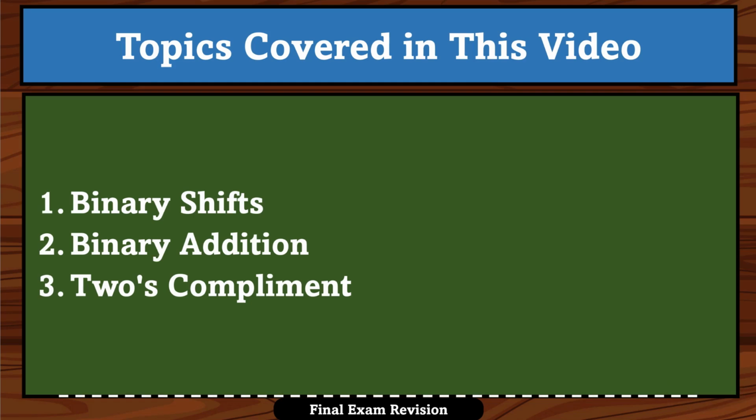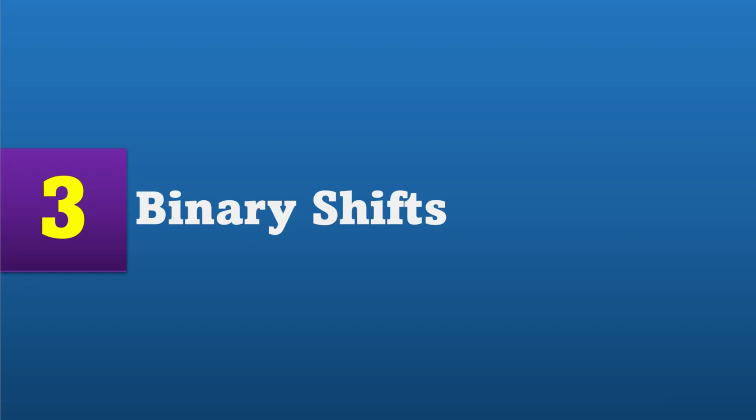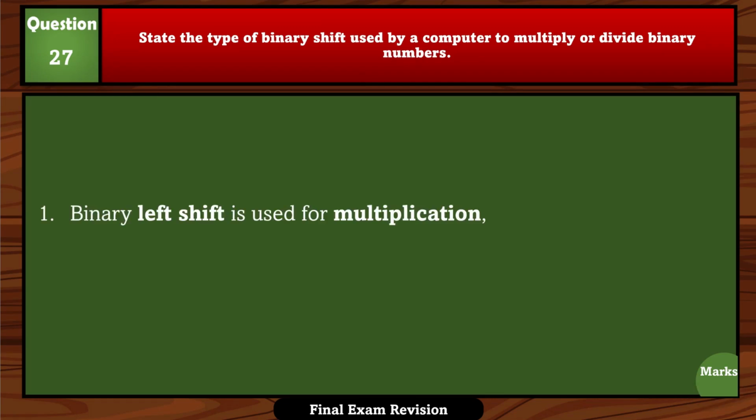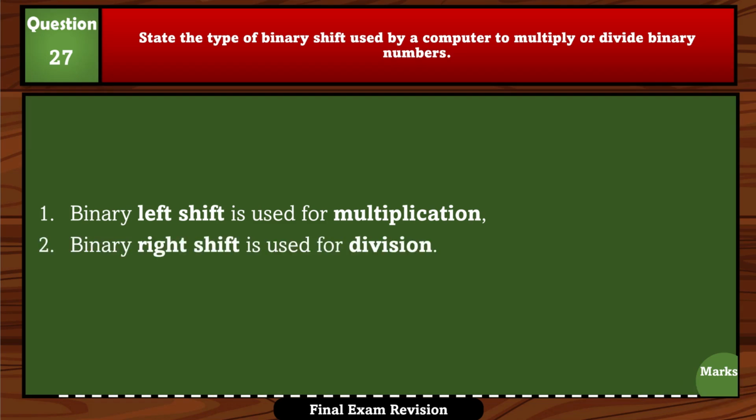In this video, we're going to discuss three topics. The first topic is binary shifts, the second topic is binary additions, and the third topic is two's complement. So let's get started with binary shifts. Question 27: state the type of binary shift used by a computer to multiply or divide binary numbers. The binary left shift is used for multiplication, and binary right shift is used for division.